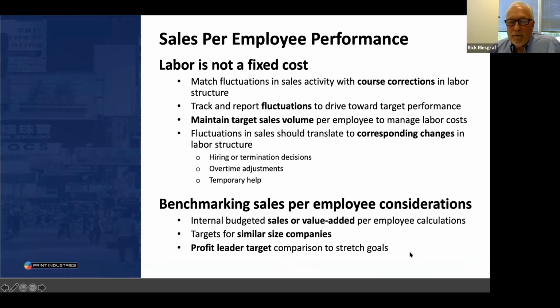A word on benchmarking. In our white paper we give a lot of different metrics. We're not going to go through them all today, but benchmarking to what? How do we benchmark? A lot of times, most of our members are benchmarking to their targets, to their internal budgets, to their internal past performance, the actual numbers. And then if they can get data on similar size companies or profit leader targets, they're putting that in the mix as well. But the important thing is to try to compare your numbers to what you are hoping to accomplish. So just wanted to say that.